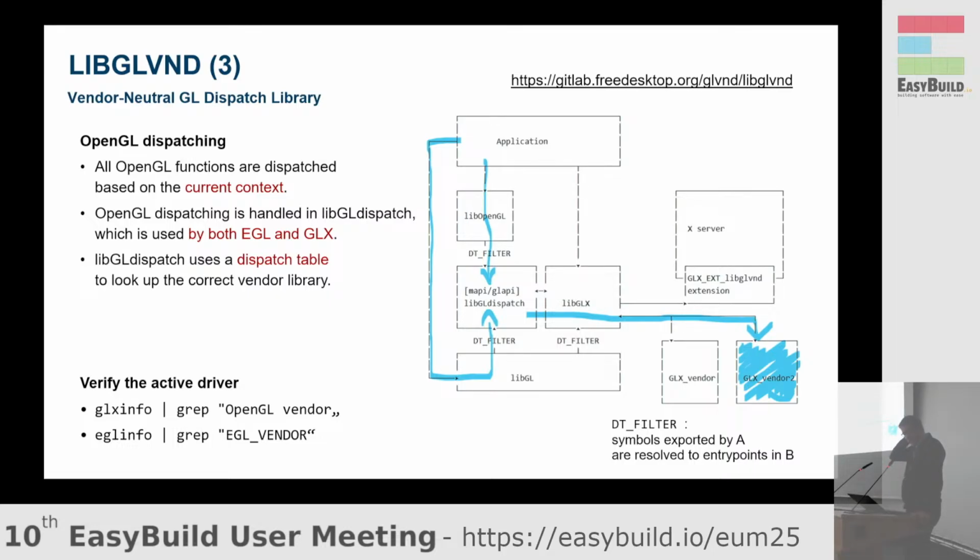As soon as the context is there, the OpenGL commands can be directly forwarded to the vendor library and will be executed; it will call the correct functions there. So that's kind of easy. Once the context is there, if you want to know which driver you actually use, one way is, for example, with glxinfo or eglinfo, to find out which one was eventually taken by the vendor-neutral dispatch library.